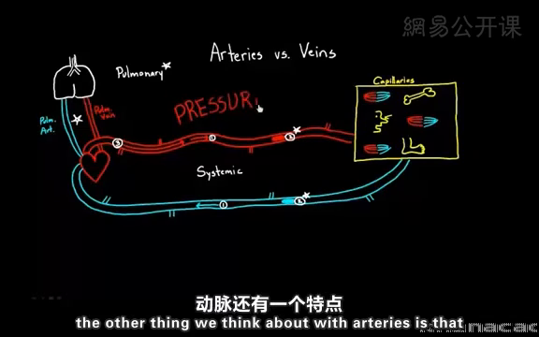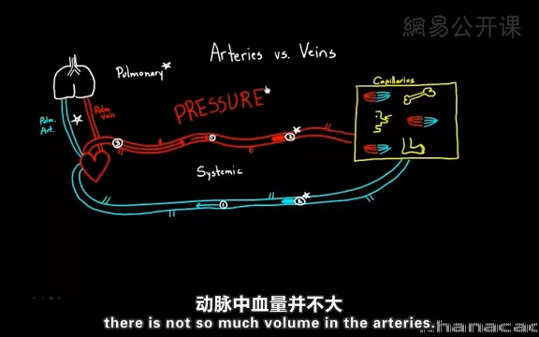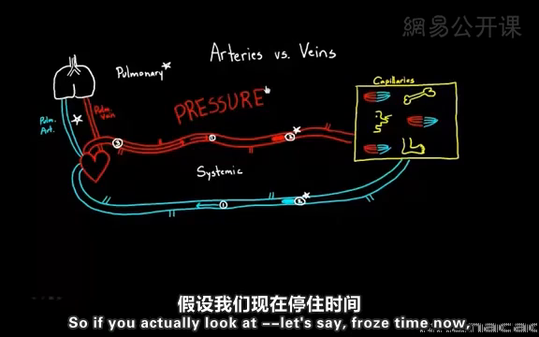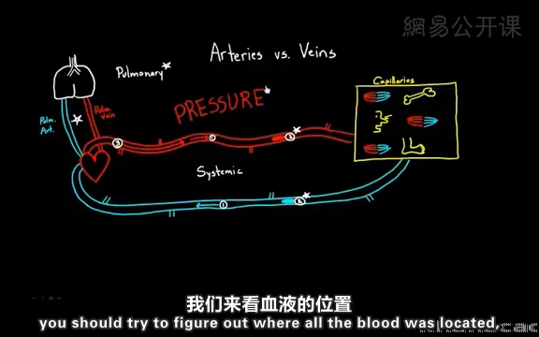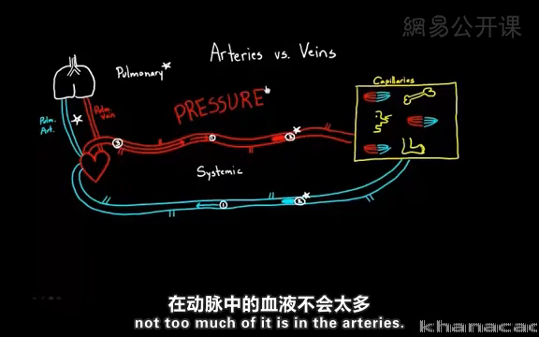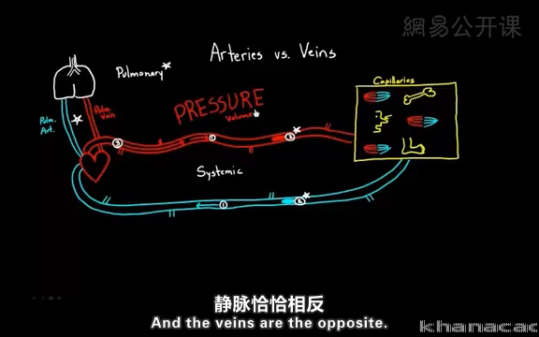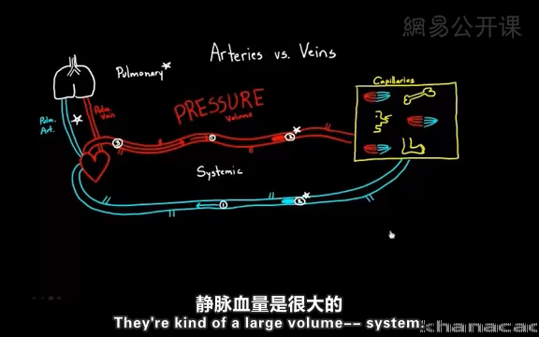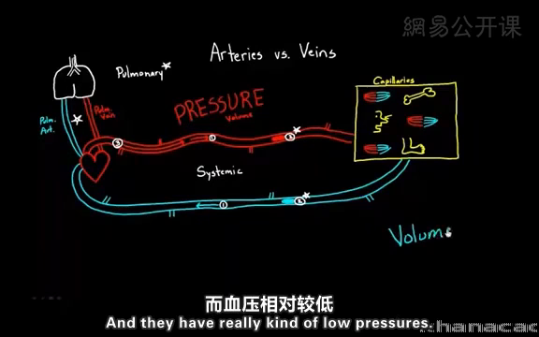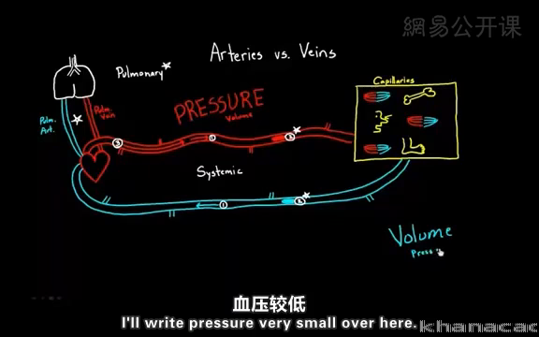And actually, the other thing we think about with arteries is that there's not so much volume in the arteries. So if I froze time and tried to figure out where all of the blood was located, not too much of it is in the arteries. So it's actually a very low volume system. I'll write volume very small. And the veins are the opposite. They're kind of a large volume system, and they have really low pressures. So I'll write pressure very small over here.